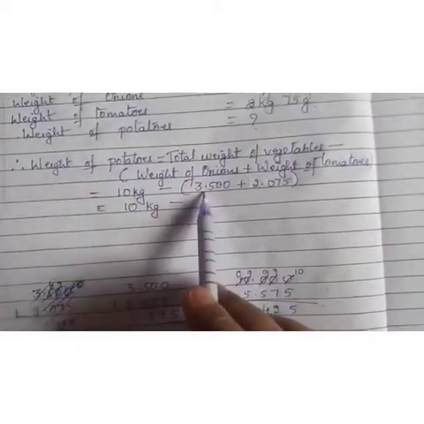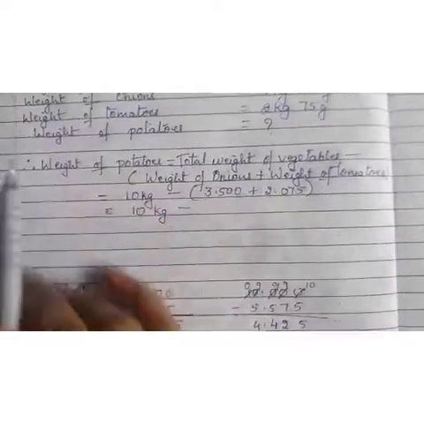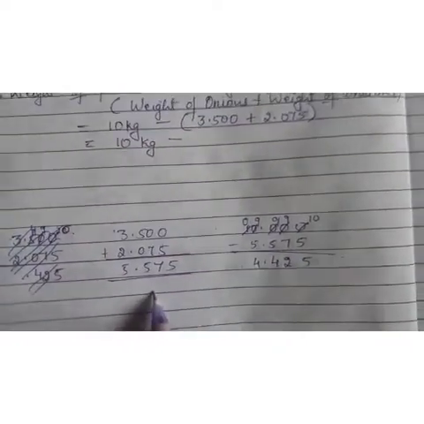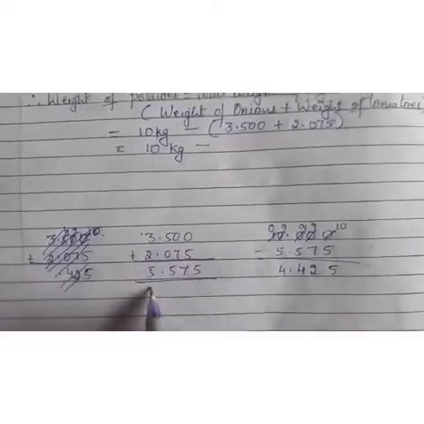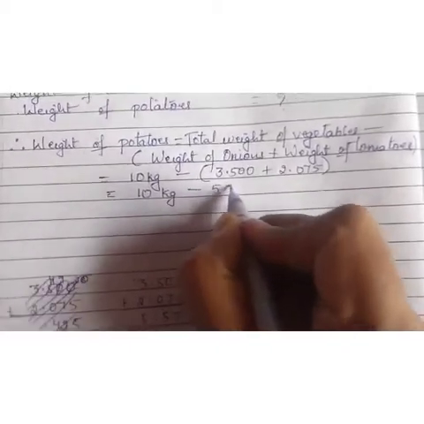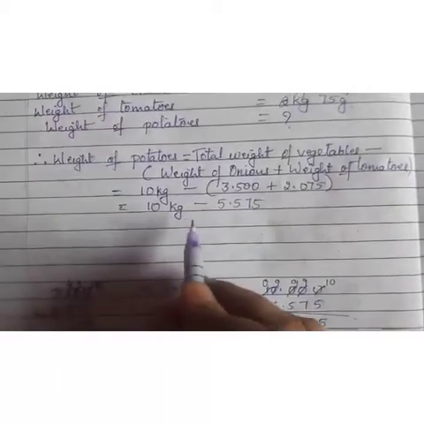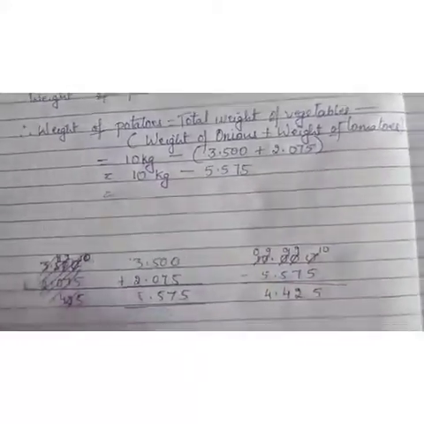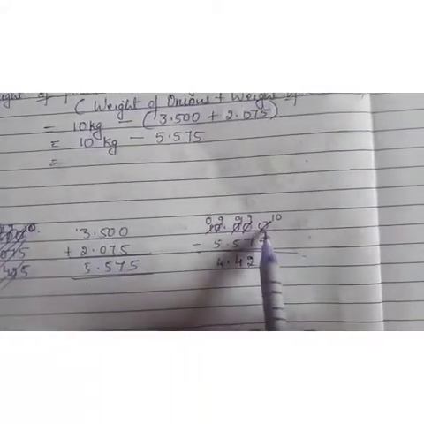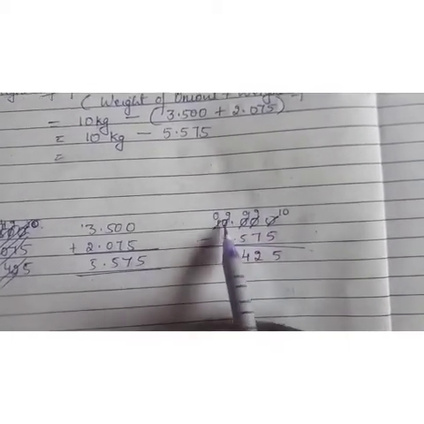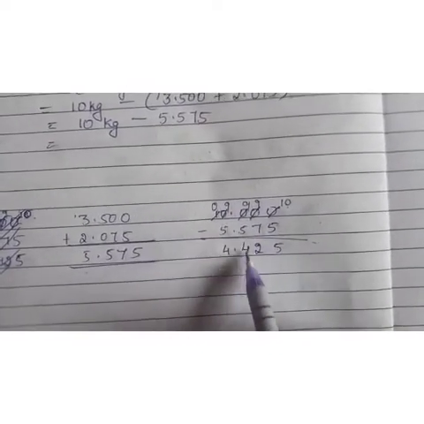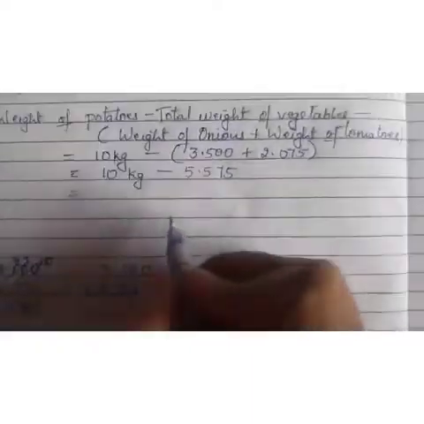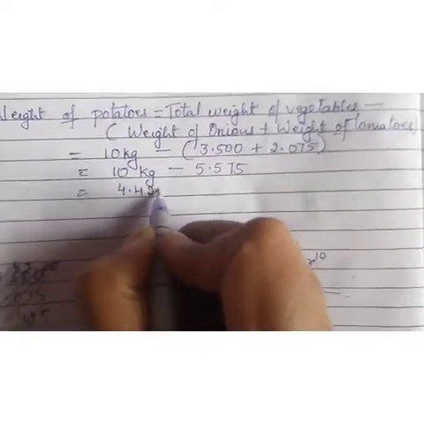minus 3.500 plus 2.075. So children, first add this. I have added here already. 0 plus 5 is 5, 7, 5, and 3 plus 2 is 5. So right here 5.575, that is 10 kg minus 5.575 kg. Again subtract here. It cannot be subtracted, so borrow. It becomes 10, 9, 9, 9, and here 0. 10 minus 5 is 5, 9 minus 7 is 2, 9 minus 5 is 4, and 9 minus 5 is 4. So you get the answer 4.425 kg.